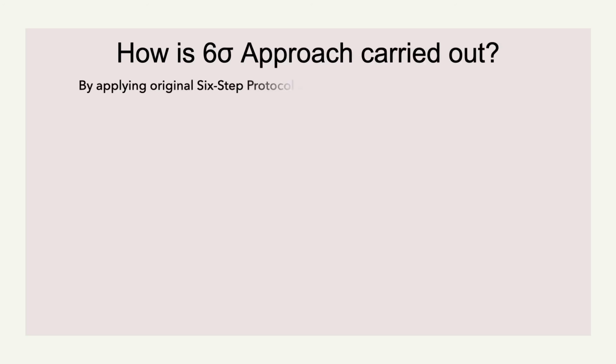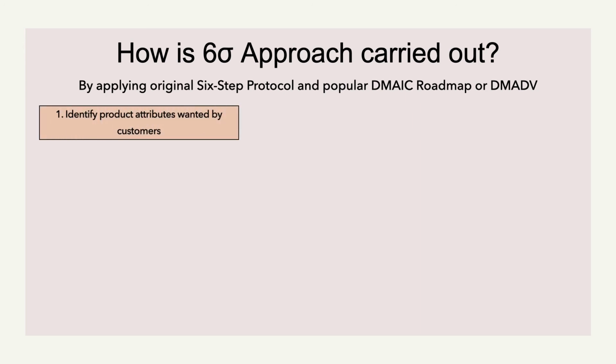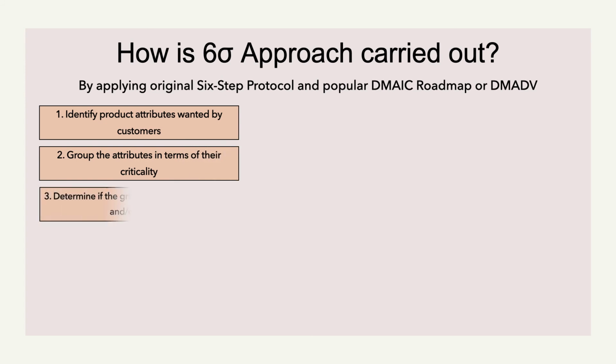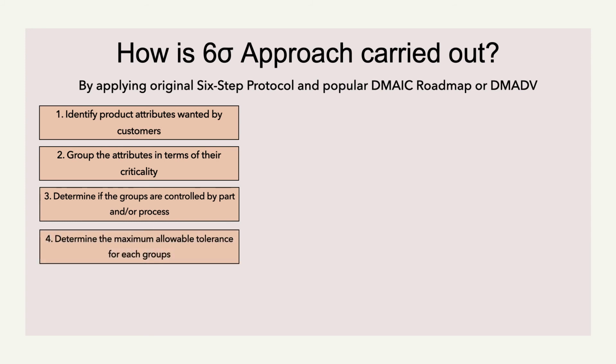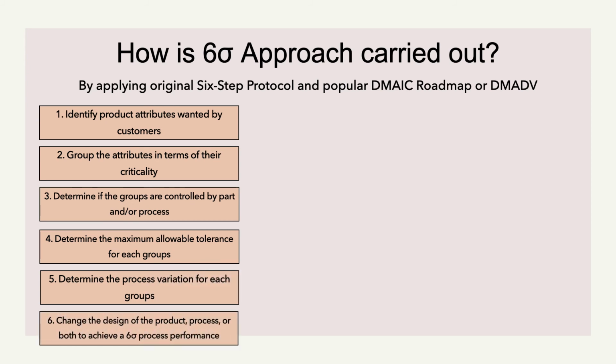How is it carried out? Well, we do it systematically. We use a six-step protocol. We use the popular DMAIC or DMADV. The six-step protocol starts with identification of the product attributes wanted by customers. Then we group them. And next step, we determine how these groups are controlled. After that, we decide maximum tolerance for each group, and we control the process variations. Finally, we change the design of products to achieve Six Sigma performance.